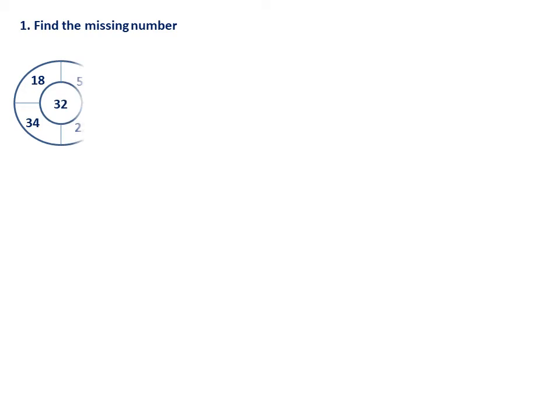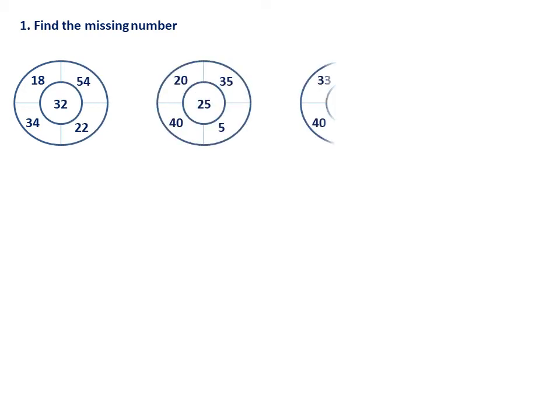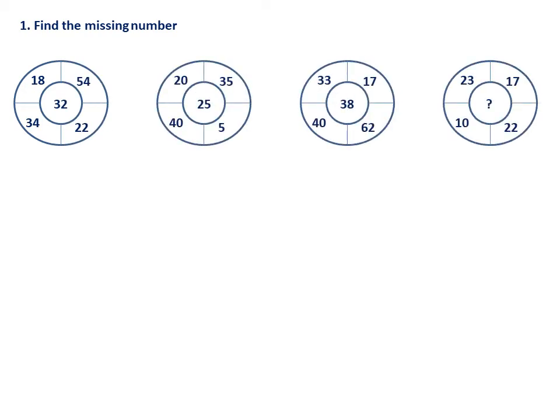Find the missing number. This is the pattern. So 4 circles are given, and in each circle there is one inner circle. 4 numbers are outside, 1 number is inside. Now we have to study the pattern. First 3 you have to study. Based on that, you have to find what is the number required for the center. So this is the thing.